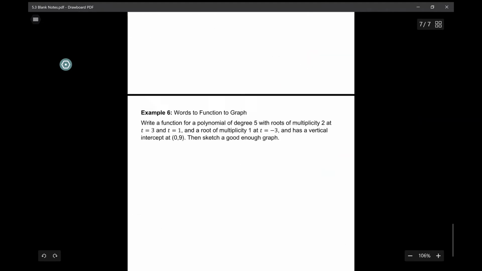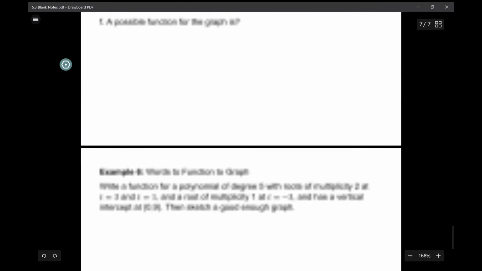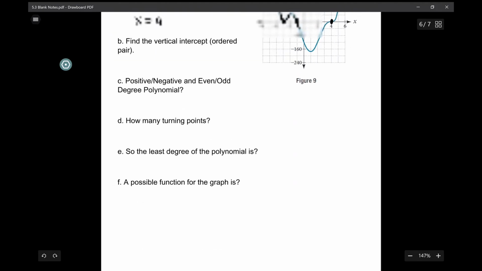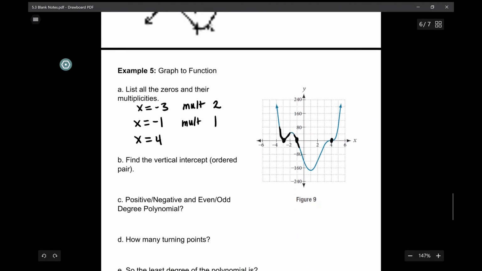It crosses. Back to 4. If you look here, it looks like x cubed. It sort of flattens out as it goes through 4. So we know that guy has multiplicity 3. You really won't be asked to guess 4, 6, 8 multiplicities. Really just, is it a 2, a 1, or a 3?